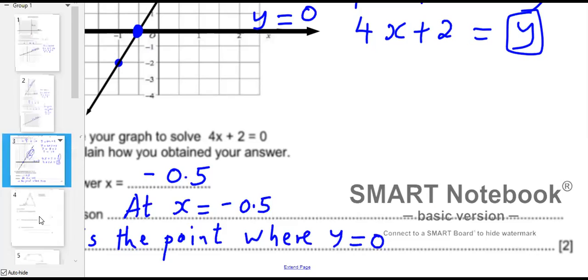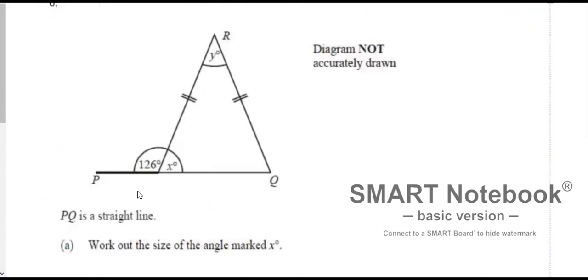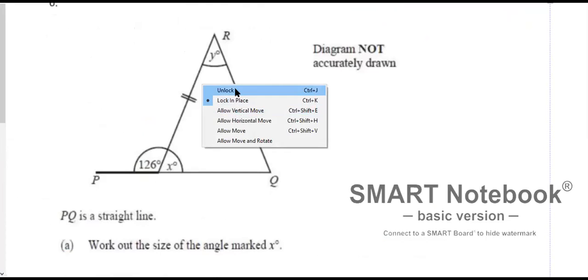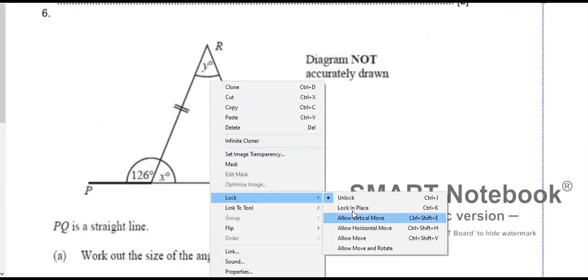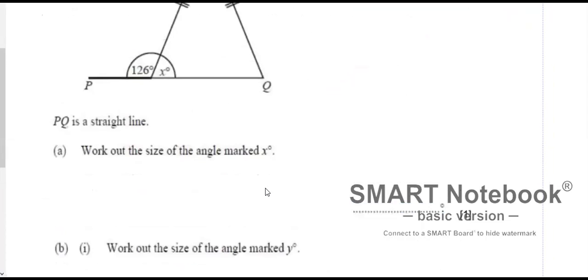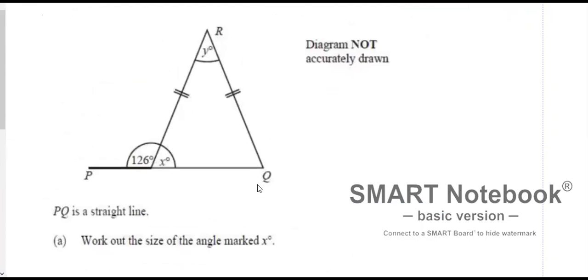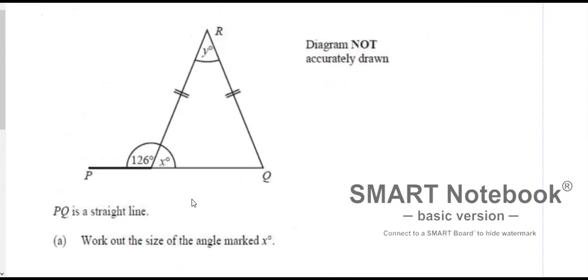All right, the next question is question number 6. Now, question number 6 is about angles. So we have moved from graphs to angles. All right, PQ is a straight line. Work out the size of the angle marked X.